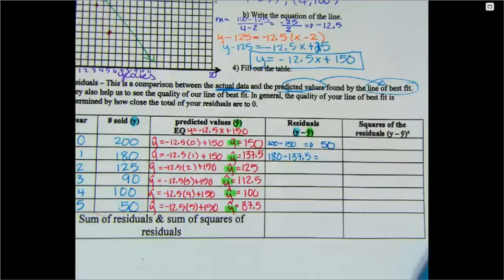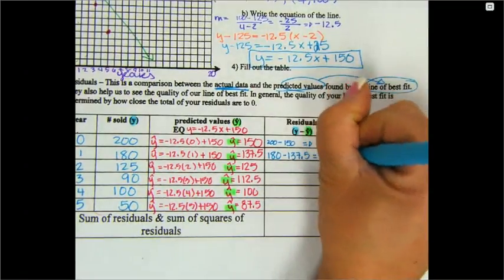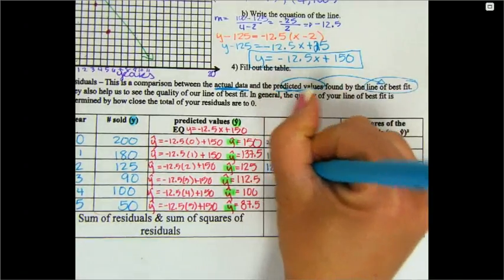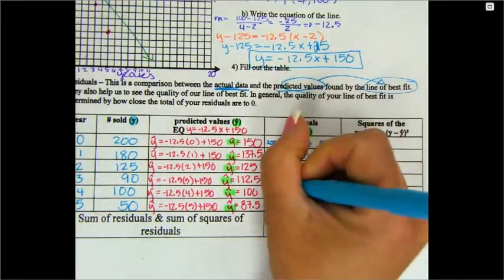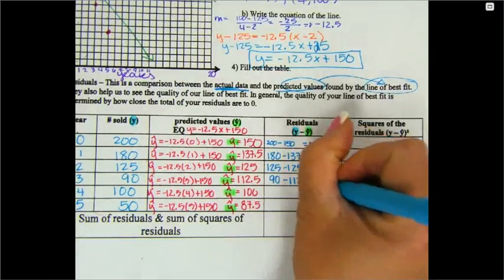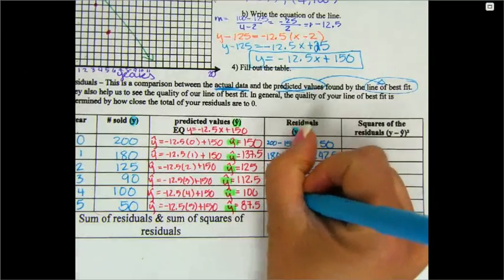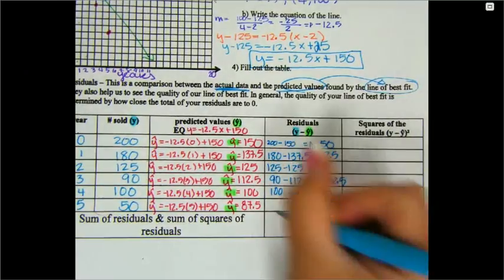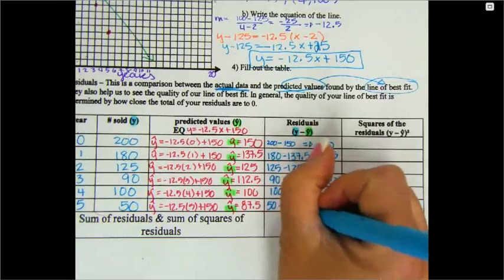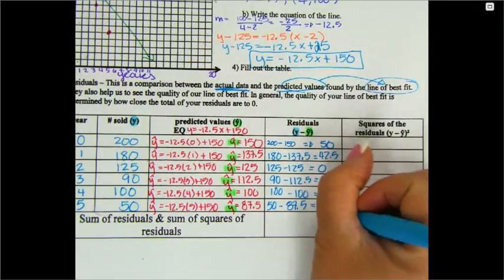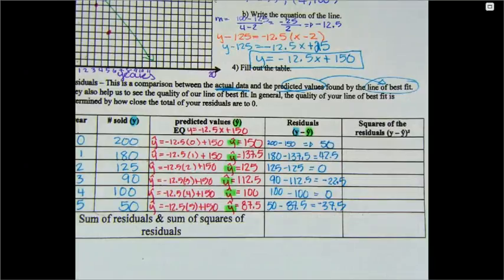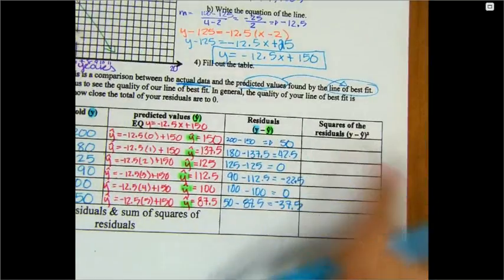All right, what's the next? Was it 50? No, 40. 42.5. And then 125. Hold on. 0. And then 90 minus 112.5 is negative what? 22.5. Okay, and then next one? 0. I can't write fast enough. And then next one? Negative 37.5. Okay, we good?